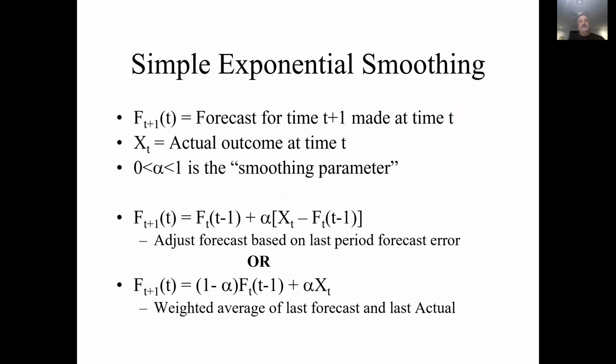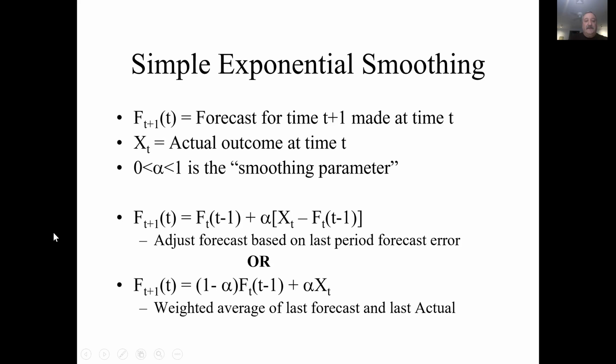Now, the next method, it's kind of similar to moving average, is called simple exponential smoothing. So at each time period t, we're going to make a forecast for the next period. So this here says the forecast for time t plus 1 made at time t. And we'll let xt be the actual outcome at time t. And we're going to have something called a smoothing parameter, which is alpha. In a loose sense, alpha is similar to M in a moving average.